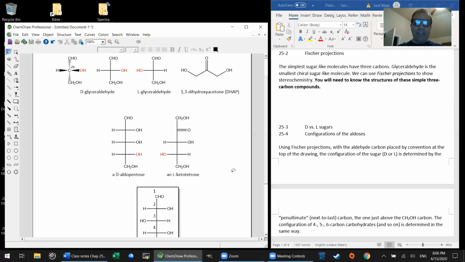What about a ketose versus an aldose? Well, dihydroxyacetone is a ketose. A typical ketose will have the ketone carbon at position 2. So the ketone will be at carbon 2, and you'll get another CH2OH for carbon 1 at the top. This particular one is an L sugar because, again, that all-important penultimate OH group is now pointing to the left.